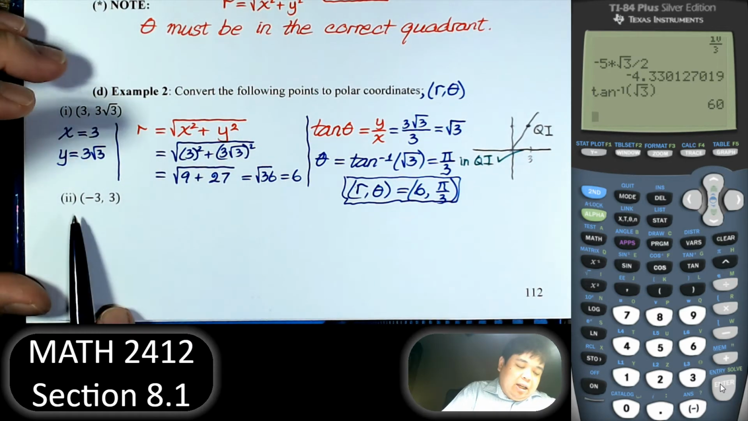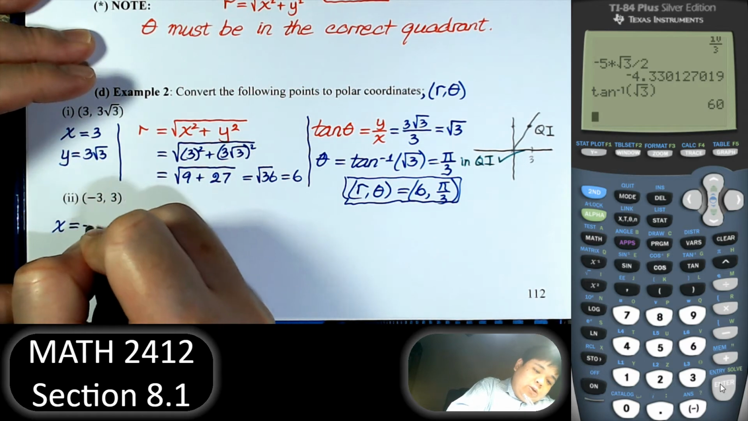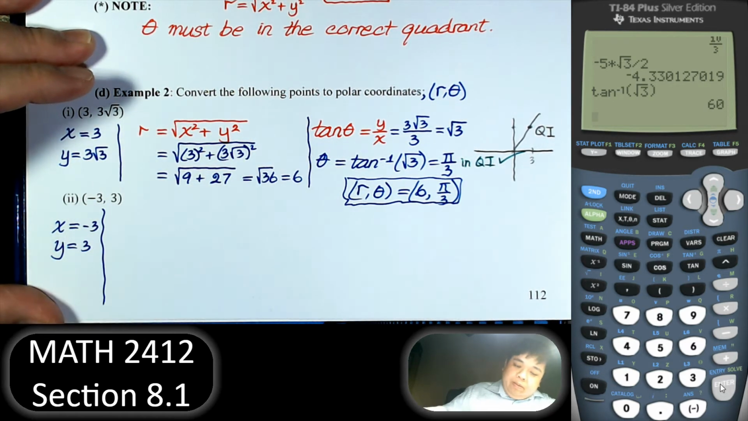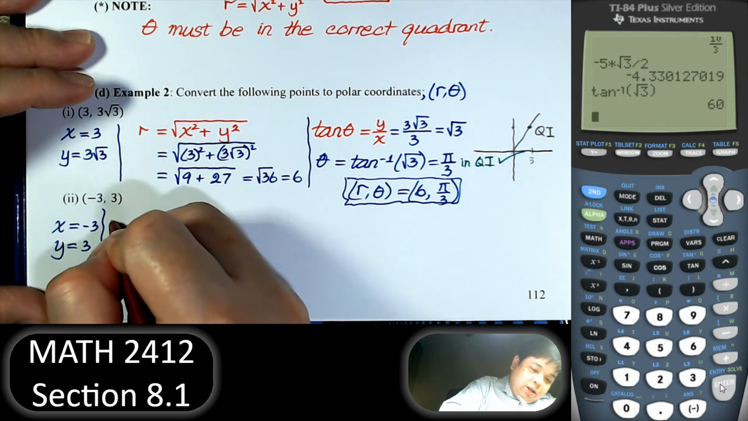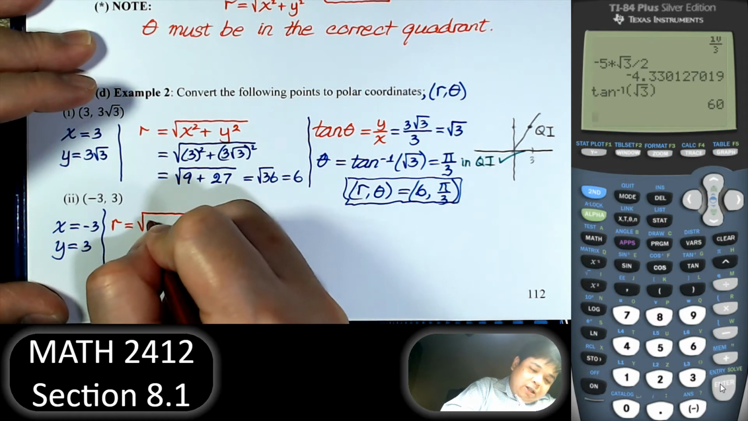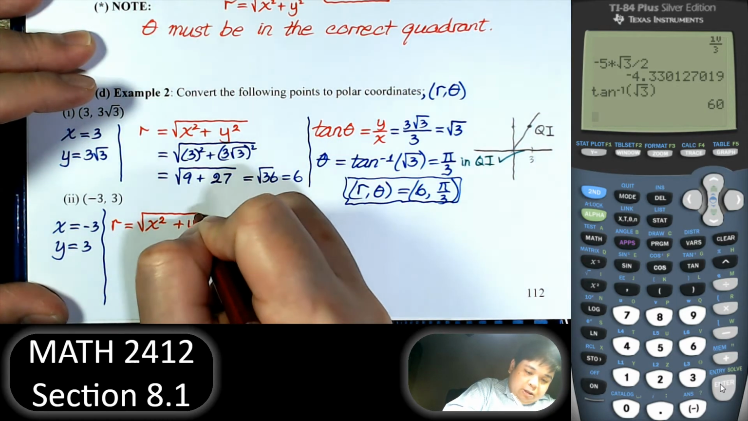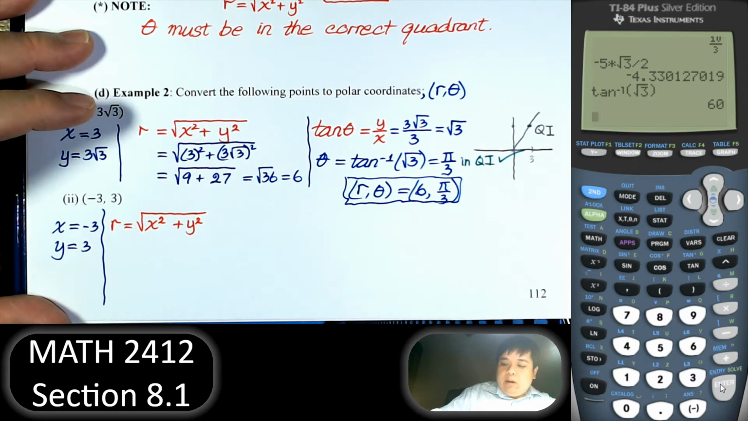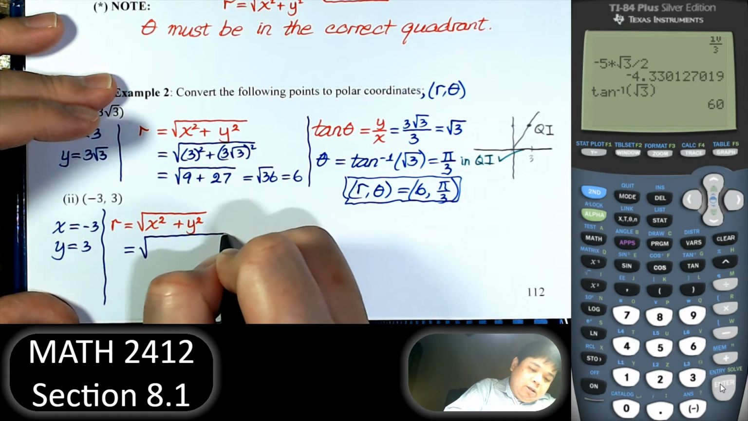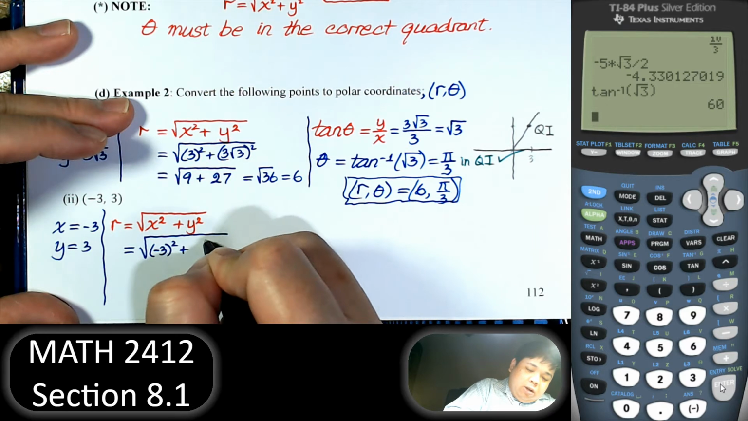Right, next, negative 3 and 3, same thing. x is equal to negative 3 and y is equal to 3. So we will write r equal to the square root of x squared plus y squared.